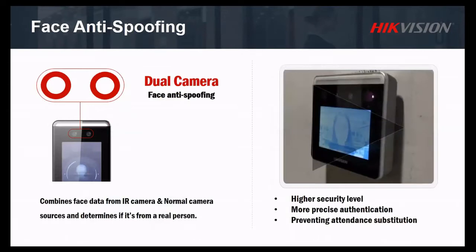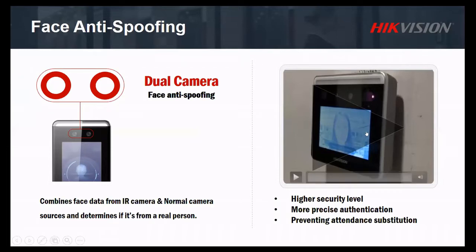All right, another problem that a lot of people are faced with is anti-spoofing. The problem is that some people will be able to take a picture of a person's face that is authorized in the system and then hold that up to the facial terminal and get access. Now, that is a big problem. So again, we've overcome that because we've got the dual lenses here. We combine the face data from the IR camera, a specific camera for infrared parts, and then obviously a normal camera. The two combined, those 2 sources, determine if it's from a real person.